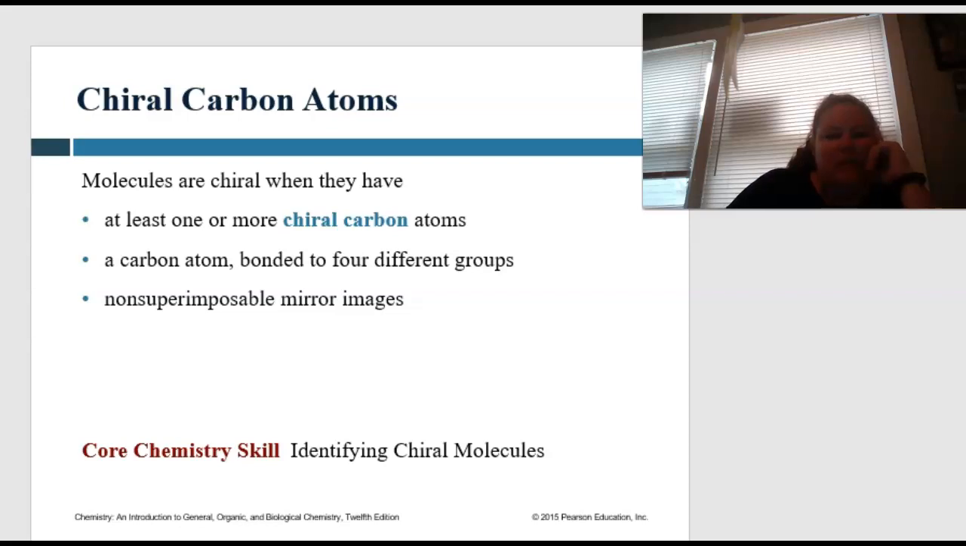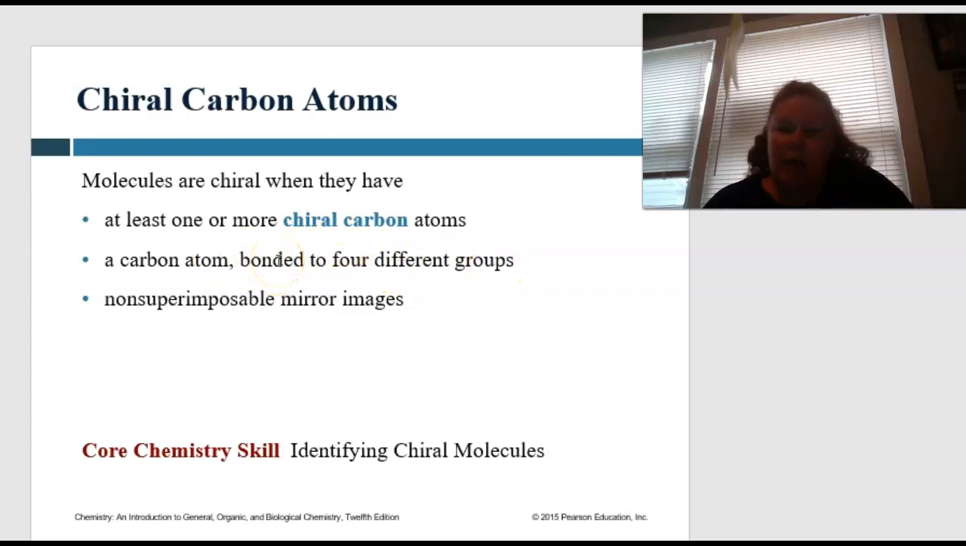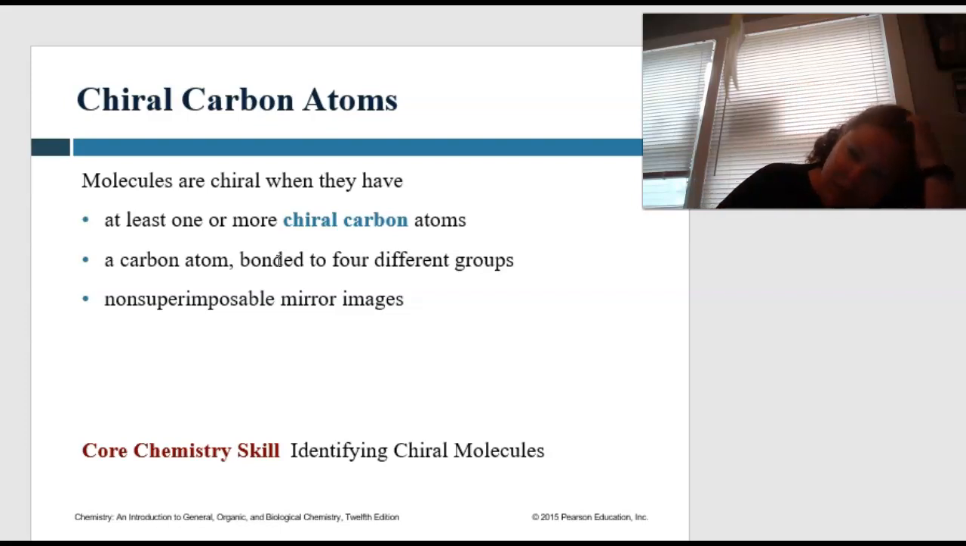Applying this to chemistry, molecules are chiral when they have at least one chiral carbon atom, and a chiral carbon atom is bonded to 4 different groups. This is like when we talked about how many electrons make something happy. This is just another thing. Carbons are happy when they have 4 bonds filled. They have 4 binding spots, and they always have to have 4 or else it's not going to be happy. So a carbon atom is bonded to 4 different groups, and so it has non-superimposable mirror images.